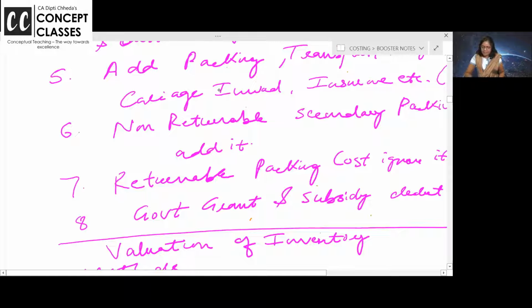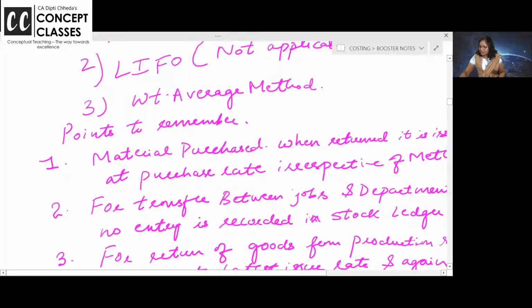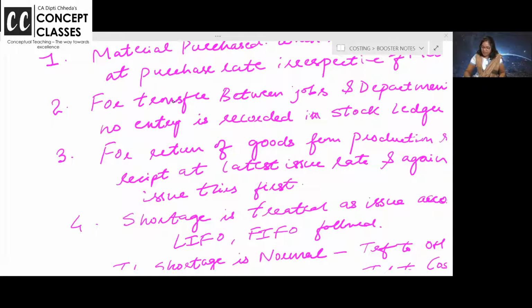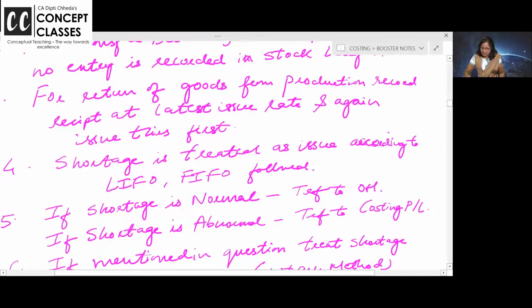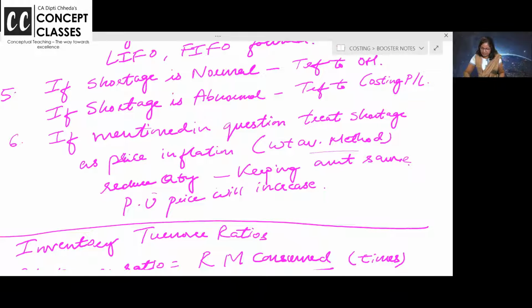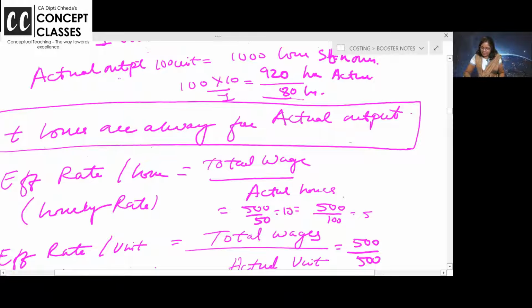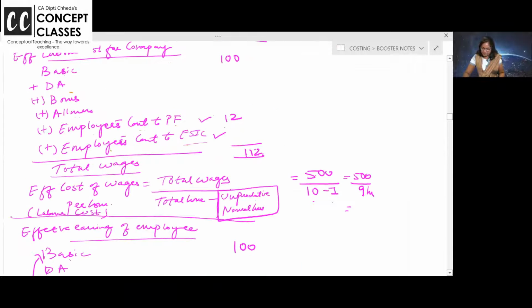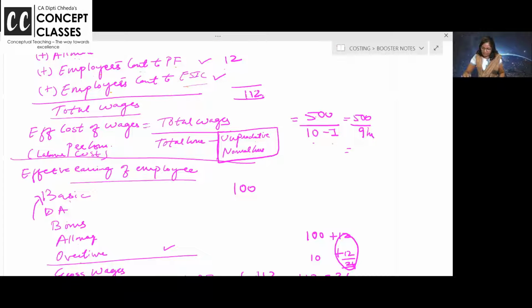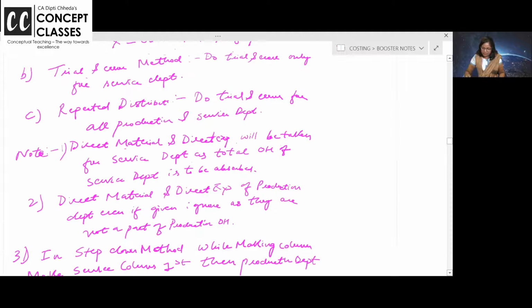Now, overheads are basically of three types. What are the three types of the overheads? Related to factory, you have factory overhead. Then you have material, which we have discussed, labor also we have discussed. These are all related to labor. We have already discussed.